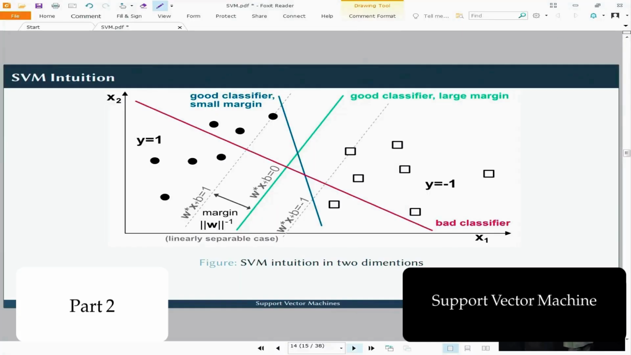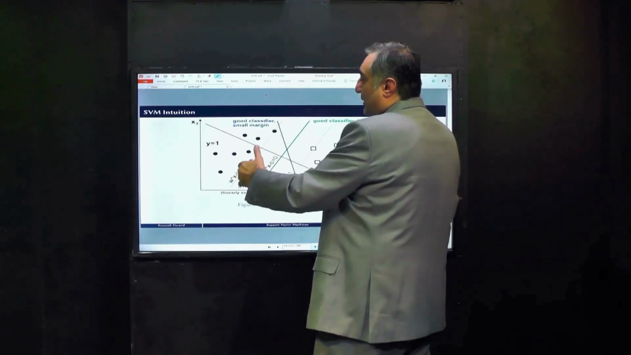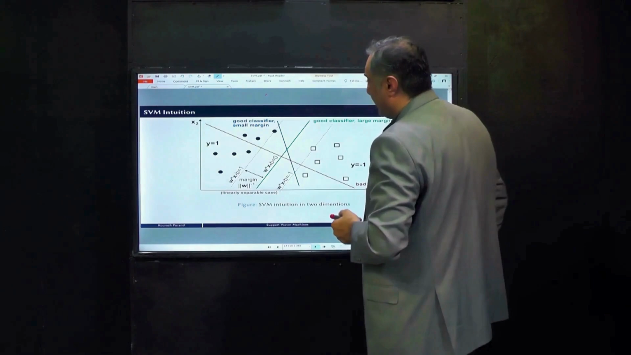There's a green line that's parallel to this one. Just as you can see, there's only one of them. W transpose X plus B equals -1 on this side, and on the other side, W transpose X plus B equals 1. And later you'll see that this point and this point are the support vector points. Because they're on this boundary, it's like imagining two countries with a border guard in between, and this is what separates them. That's what's happening here.